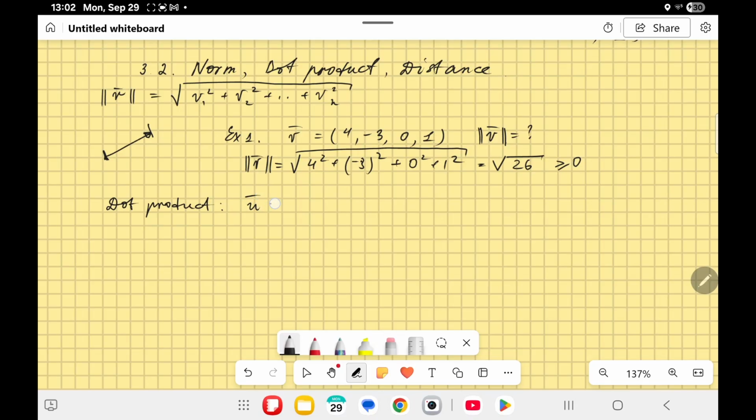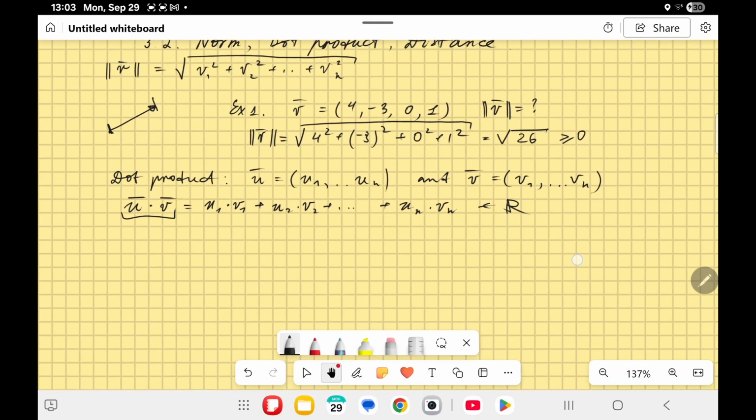Well, if you have two vectors, vector u with components u1 to un, and vector v with components v1 to vn, make sure that we have the same amount of components. Then the dot product between them is going to be just the product of corresponding components. So you multiply u1 by v1 and then u2 by v2 and so on until you multiply un by vn. And when you add all these numbers, you are going to get, of course, a number. So the dot product is a scalar. It belongs to the real numbers.